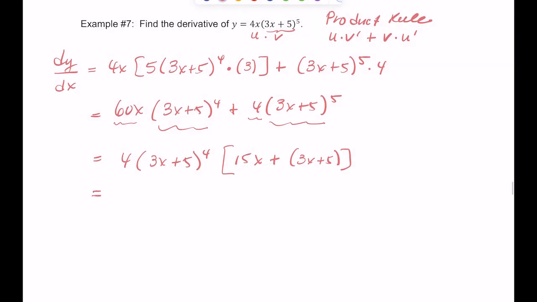And then I would be left with 4 times (3x plus 5) to the fourth. And then I've got 15x plus 3x, which would give me 18x, and then plus 5. So that's my final answer.